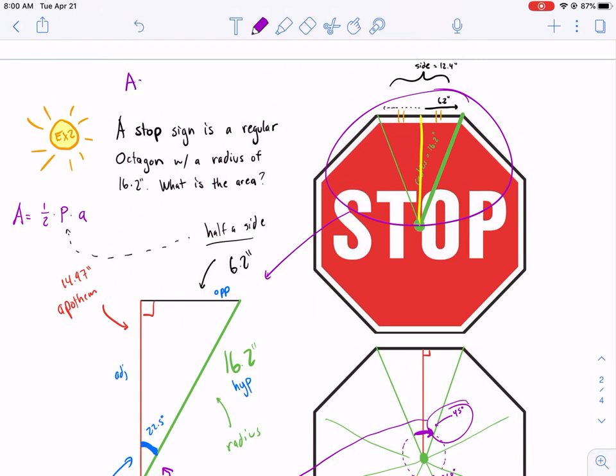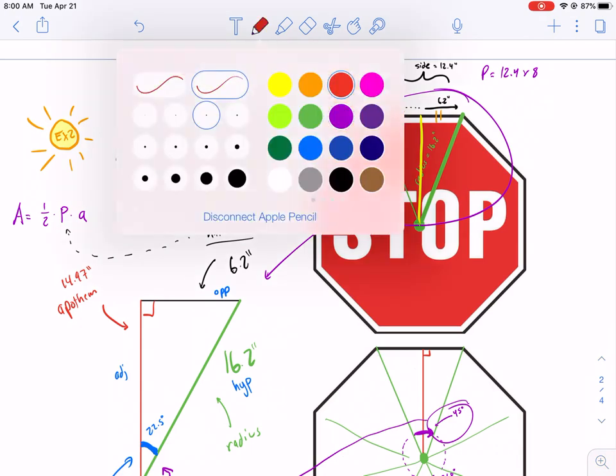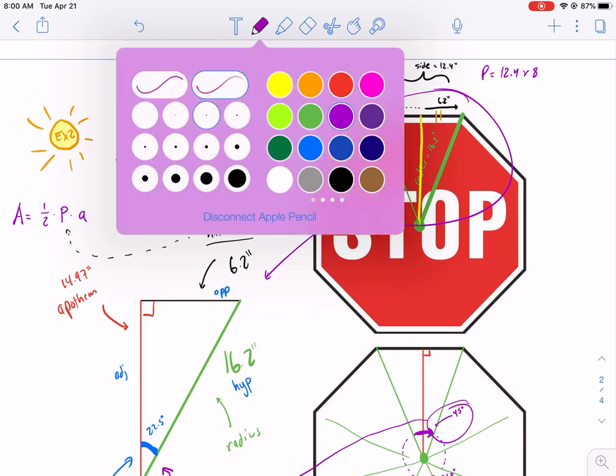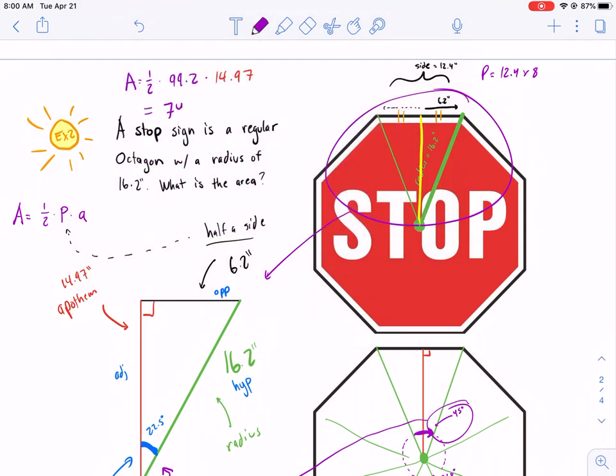We have area equals 1/2 the perimeter. Well, I need to do 12.4 times 8. There's 8 sides in the stop sign. I get 99.2 times my apothem, 14.97. We fixed it. Don't forget the 1/2 if you didn't do that. And I get area equals 742.512 inches squared. So I'm going to rewrite that as inches squared.